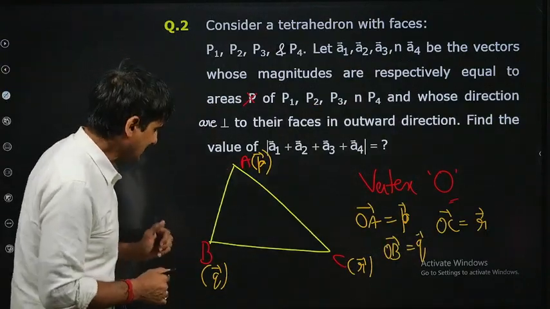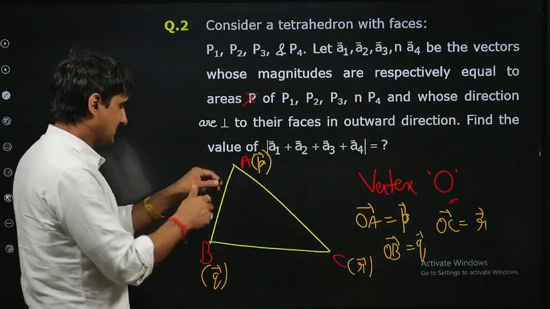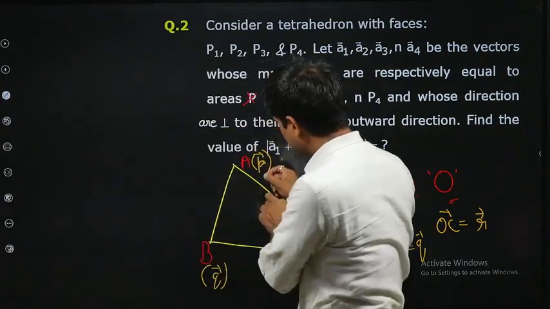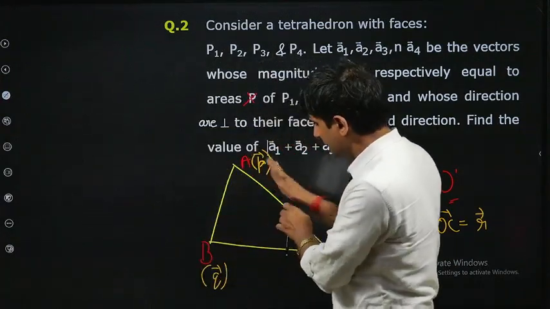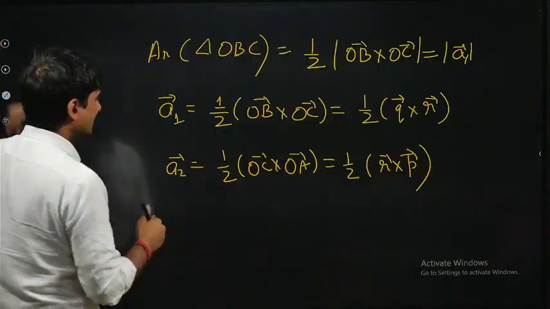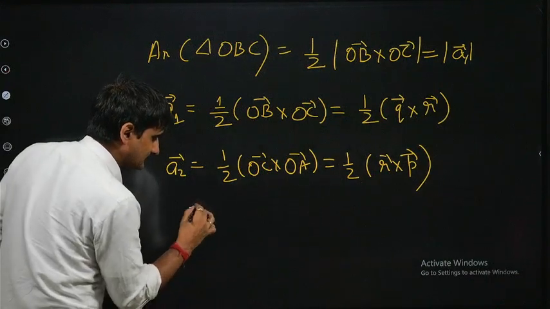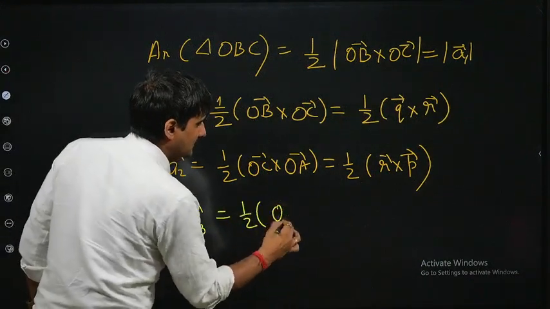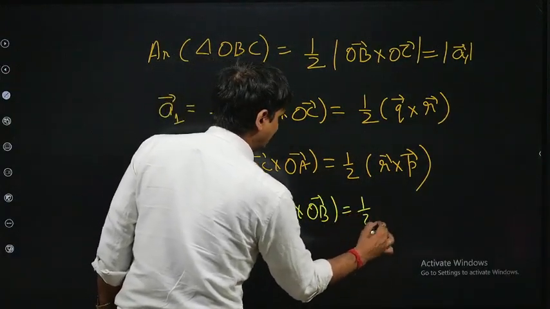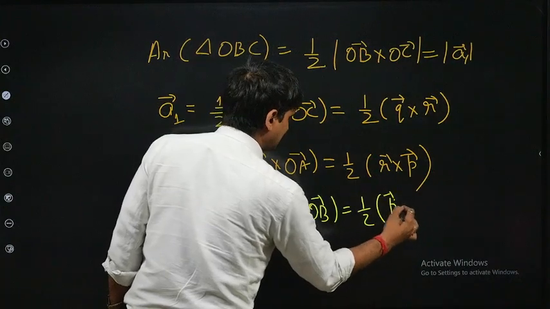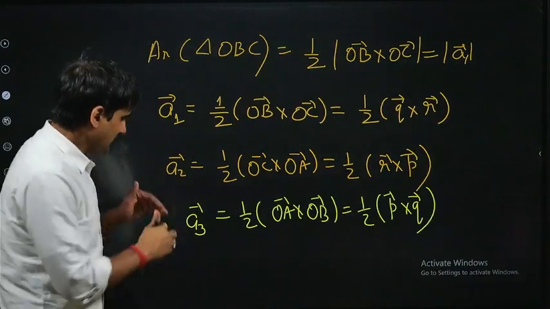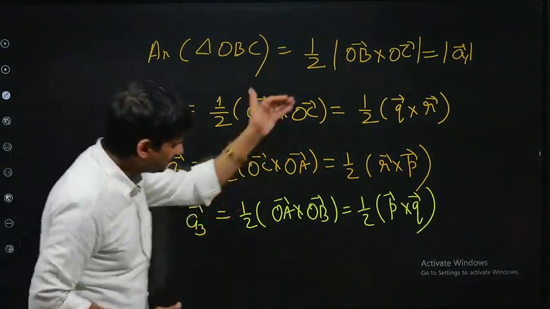Now for the last one, OAB, again OA cross OB. Again you look at it, this is the origin, OA and OB. So OA cross OB, it will be in the outward direction. So this is A3, half OA cross OB. So how much is it? Half, OA is P vector cross Q vector. That's it. So A1 vector plus A2 vector plus A3 vector will be the sum of them.